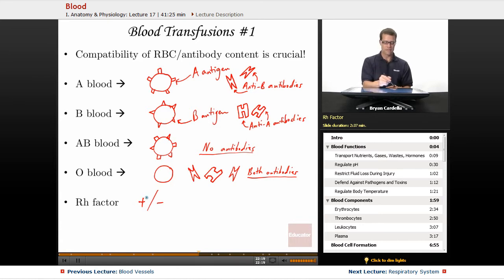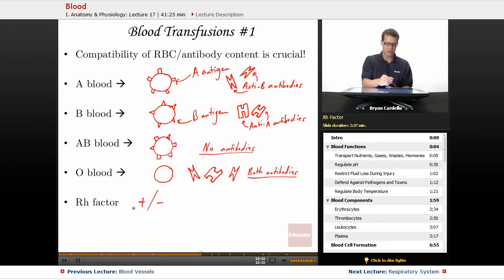And think of it this way. If you are Rh positive, you have an additional antigen on the surface. By the way, before I move on and forget, the O red blood cell, I don't want you to think it has no antigens at all. There are lots of different kinds of antigens. And the surface of even my red blood cells is going to have antigens projecting out from the plasma membrane. They're just not going to have the A and B antigens.